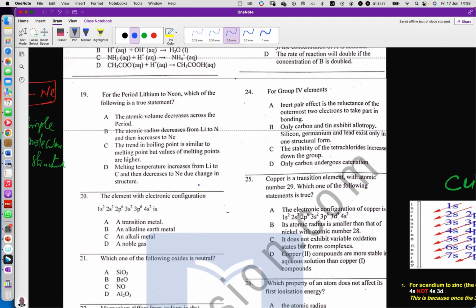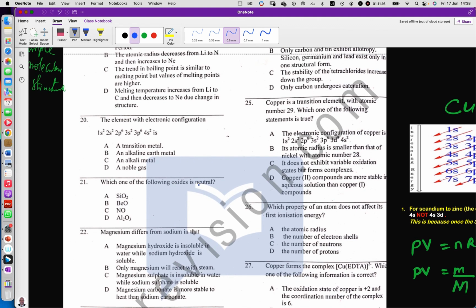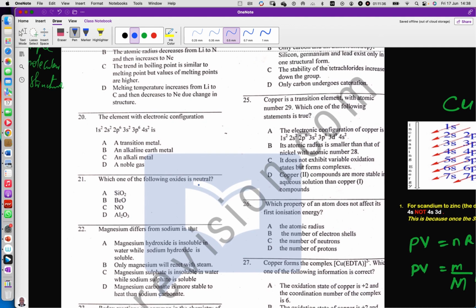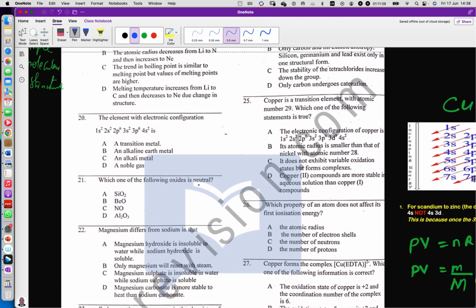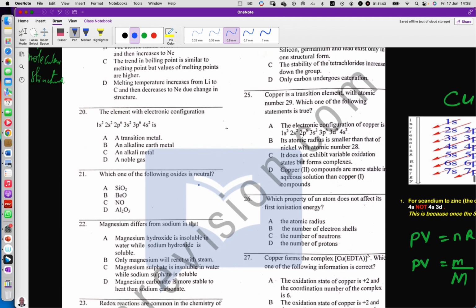Let's go to number 20. Question number 20: the element with the electronic configuration 1s2, 2s2, 2p6, 3s2, 3p6, 4s2 is a transition metal. That is not a transition metal.